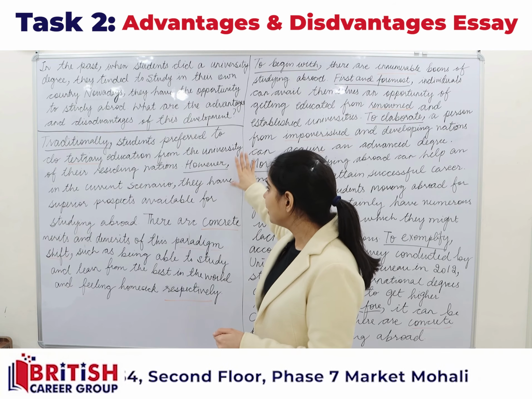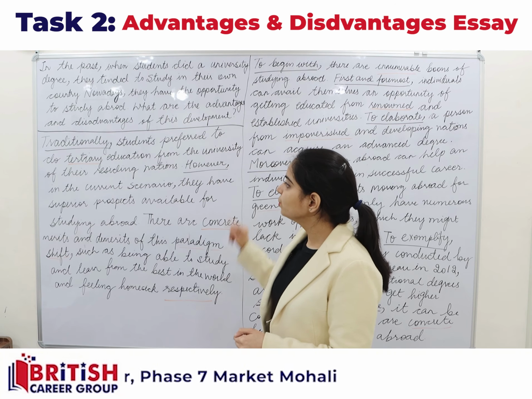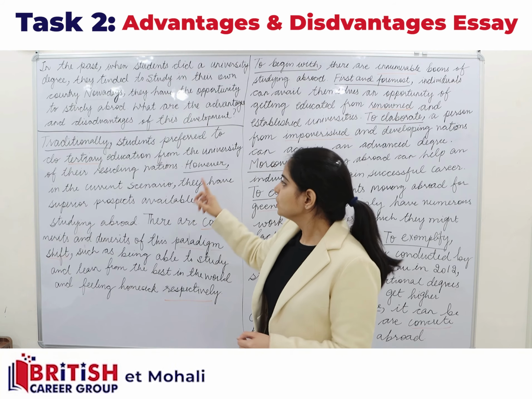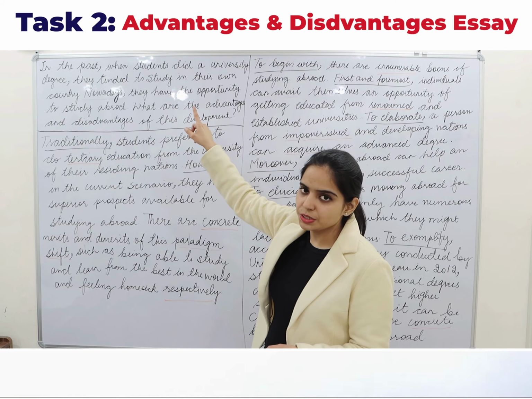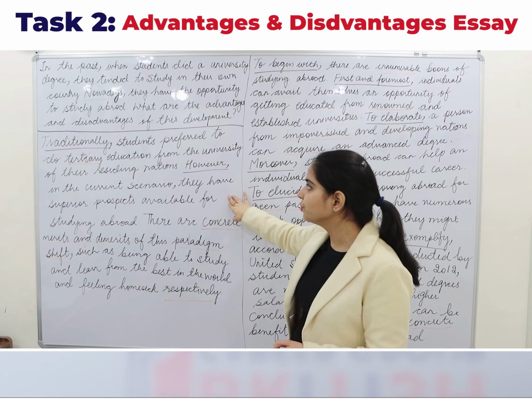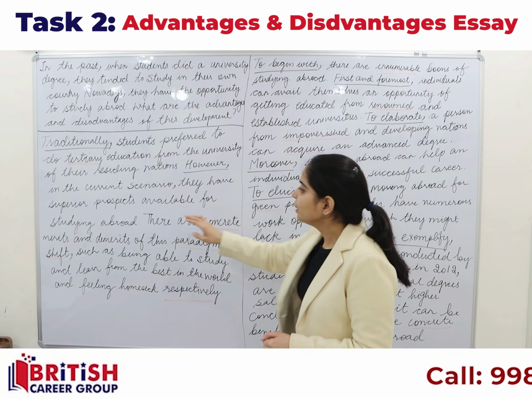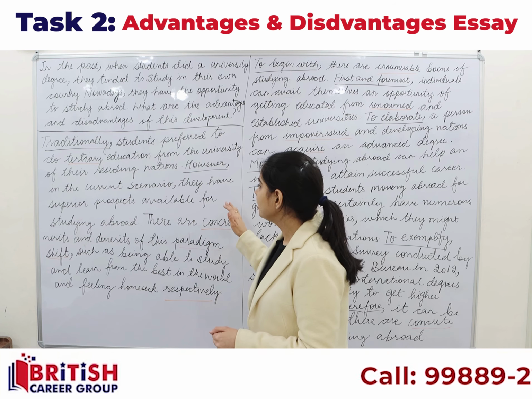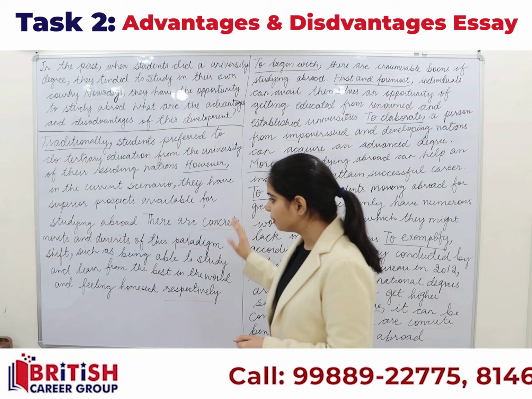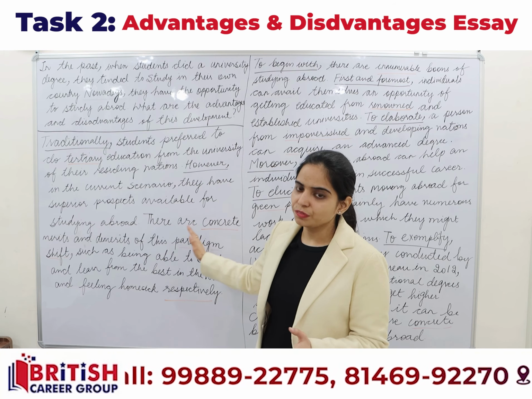Here is how I have paraphrased this question: traditionally, students preferred to do tertiary education at the universities of their residing nations. So this is the paraphrasing of the first statement that was given to me, right? Now I'll move forward with another notion that has been added in the question. That is, however, in the current scenario, they have superior prospects available for studying abroad, right? So this is my paraphrasing of the question.